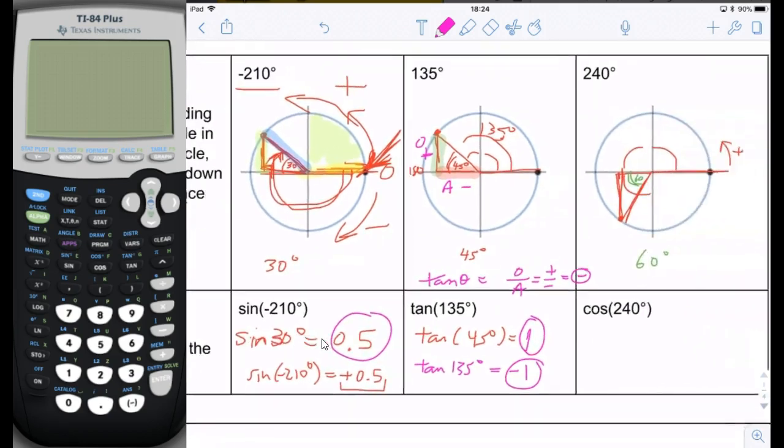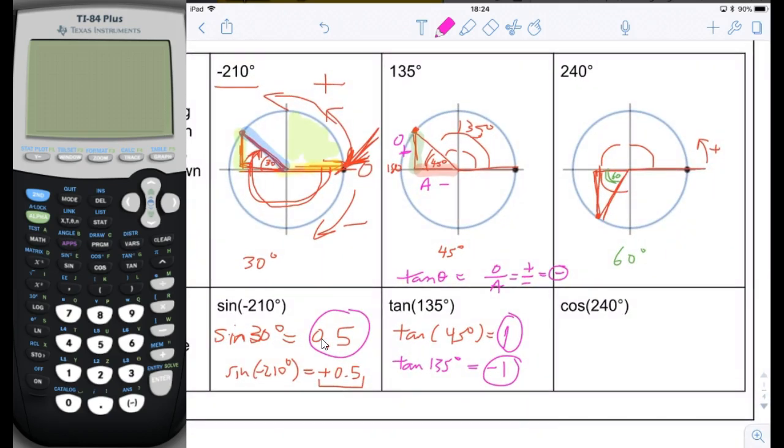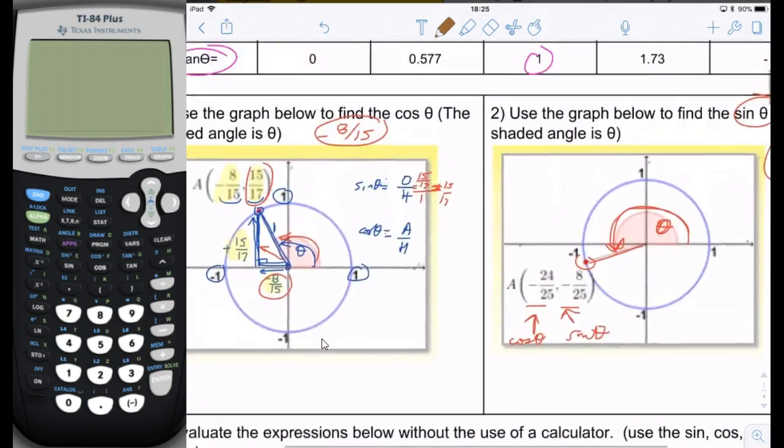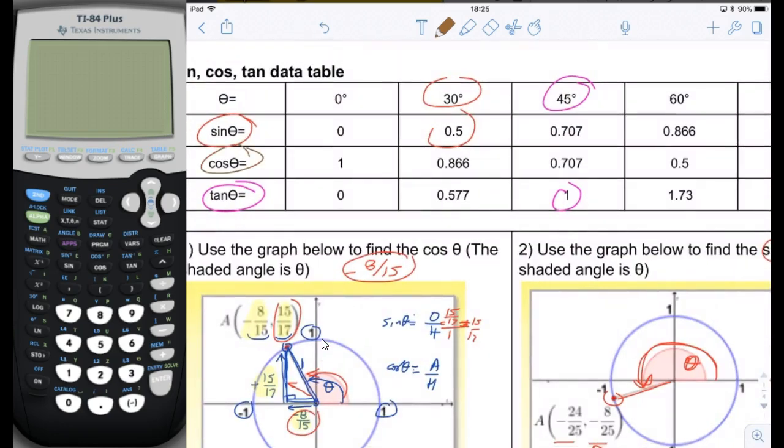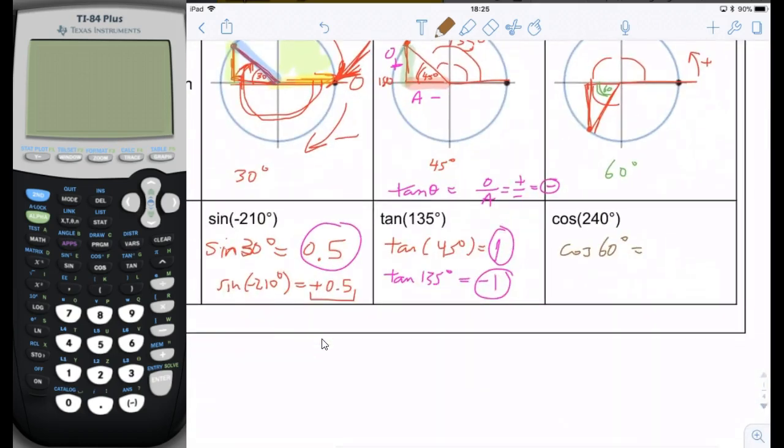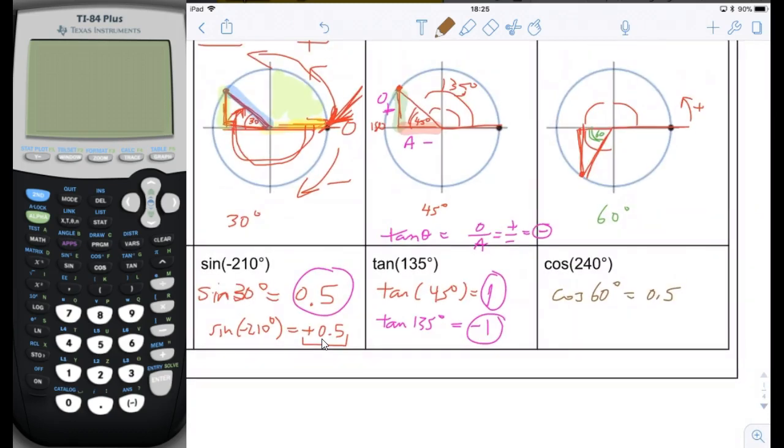Okay? Let's do the third one and the last one. So 240 degrees, the reference angle happens to be 60. So I know that cosine 240 is going to be related to cosine of 60 degrees. What is the cosine of 60 degrees? Let's check. Cosine of 60 degrees is 0.5. Okay, so I know that the cosine of 60 degrees is 0.5.